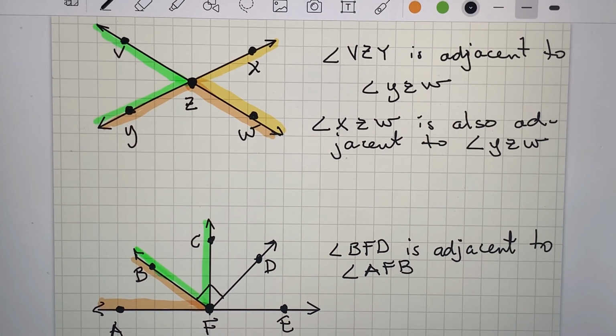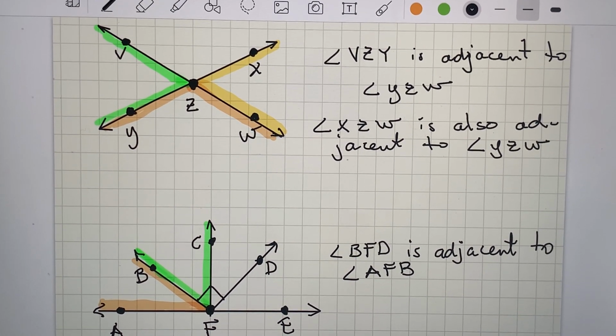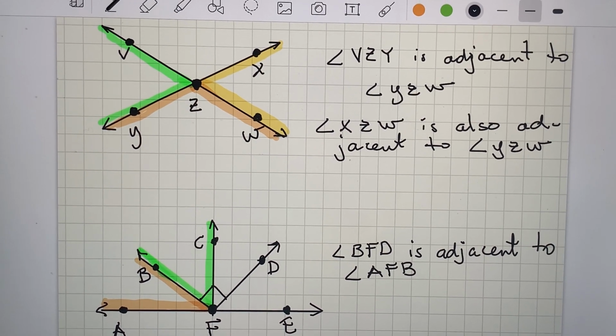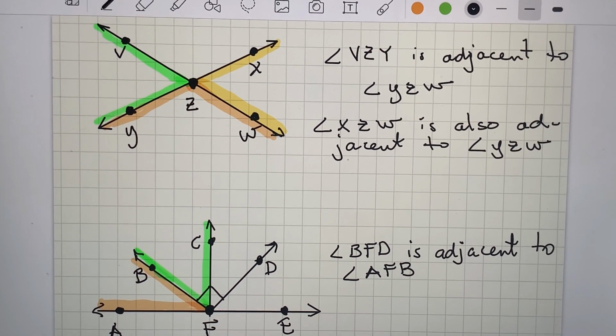Continuing with the next angles, we will be addressing the complementary and the supplementary angles.